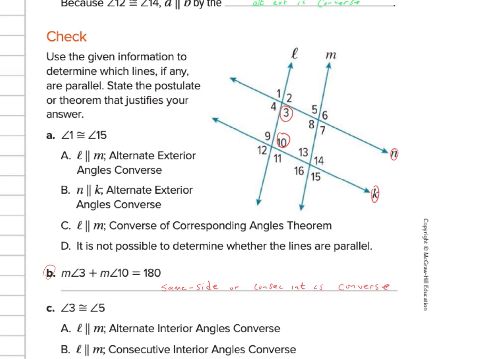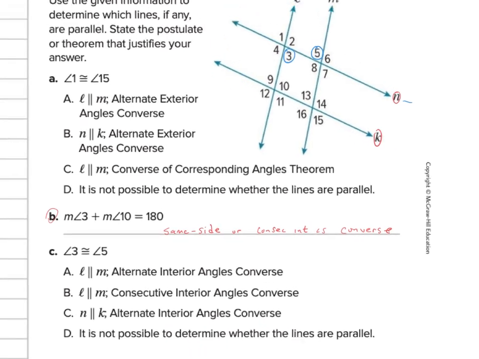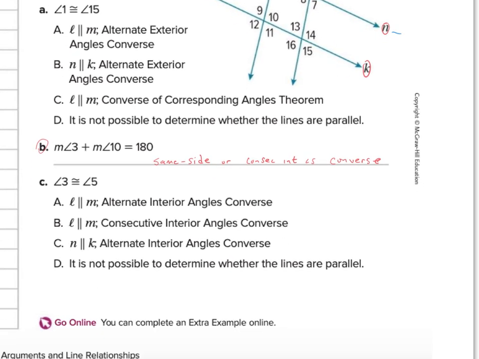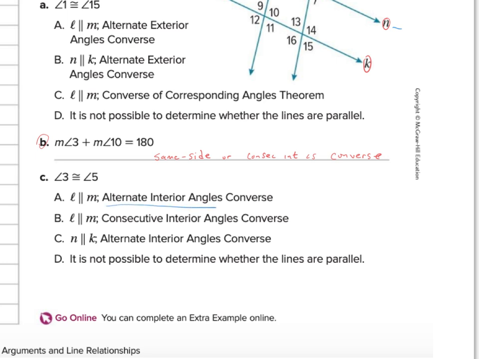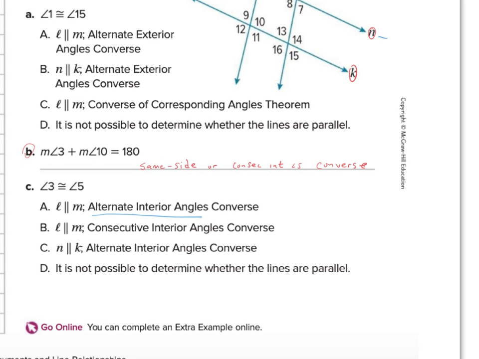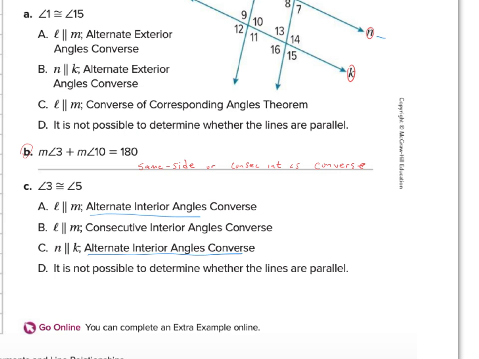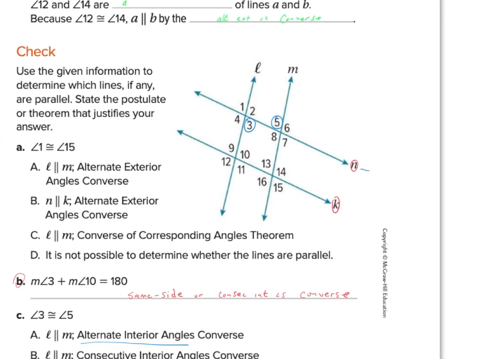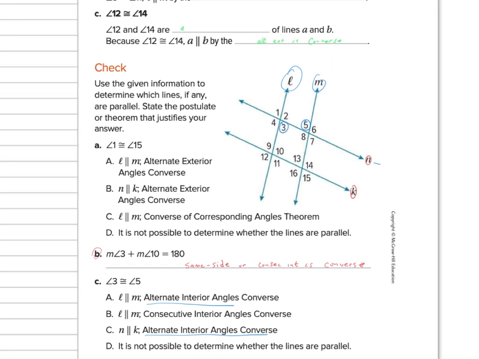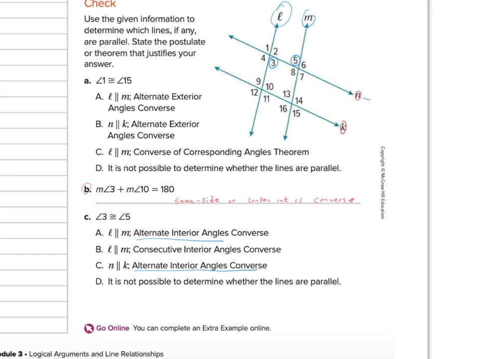3 and 5, let's see. If you think about where angles 3 and 5 are, they are alternate because the transversal would be line N, so they're alternate, they're interior angles. So if they are the same, that would mean the alternate interior angles converse. Now, there's two answers here. So which two lines would be parallel? The lines that would be parallel would be L and M because those are the lines they're interior to. So it looks like A. A is my answer.